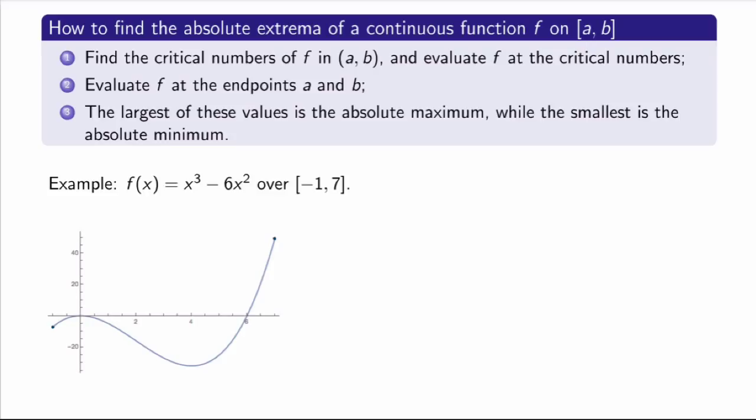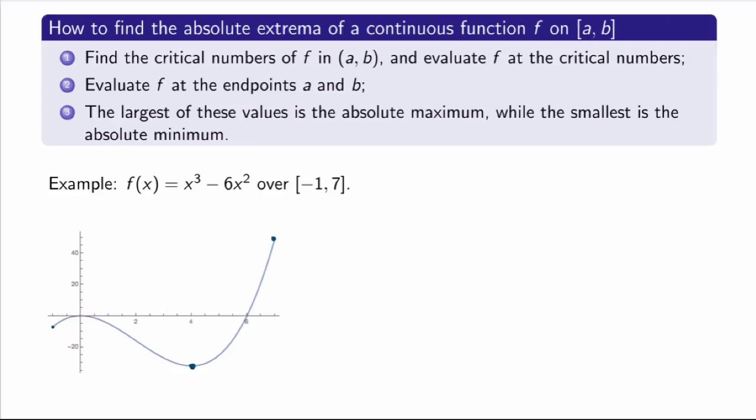So that gives us a fail-proof method that will always work for a continuous function over a closed interval. So it's a three-step method. First step, you find the critical numbers of the function over the open interval, and you evaluate the function at these critical numbers. Second step, you evaluate the function at the endpoints of the interval. And then you look at all the values, you compare them, and you pick the largest of these values, which gives you the absolute max, and the smallest of the values gives you the absolute min. That will always work as long as you have a function that is continuous and that is defined over a closed interval.